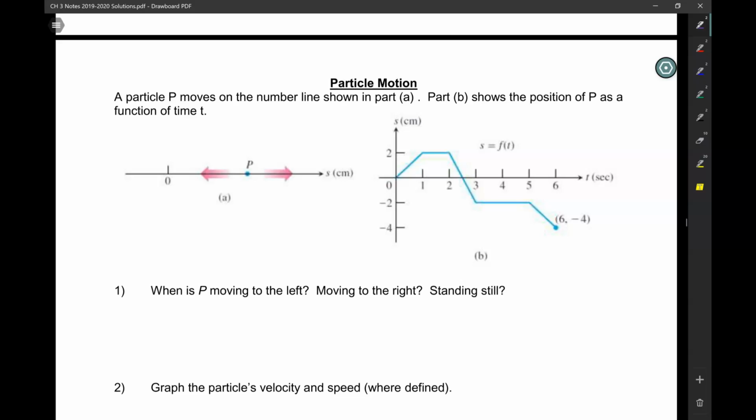When is P moving to the left? So this is the position.